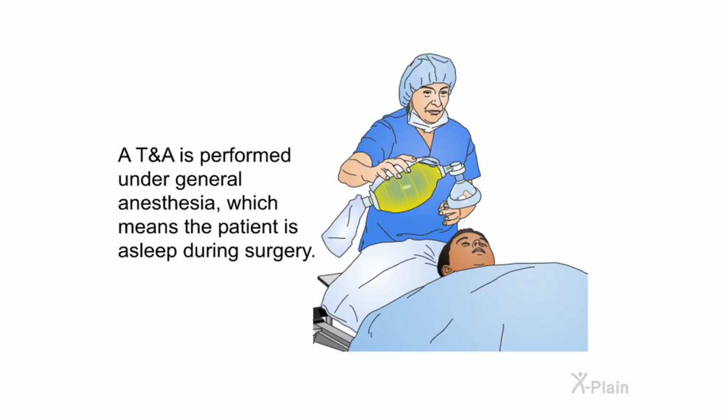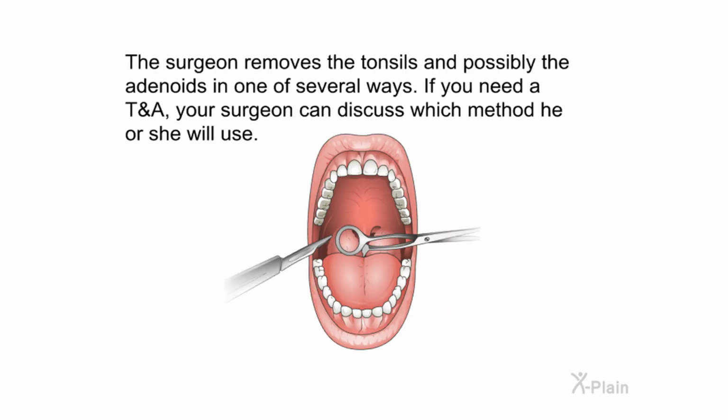Procedure. A T&A is performed under general anesthesia, which means the patient is asleep during surgery. The surgeon removes the tonsils and possibly the adenoids in one of several ways. If you need a T&A, your surgeon can discuss which method he or she will use.